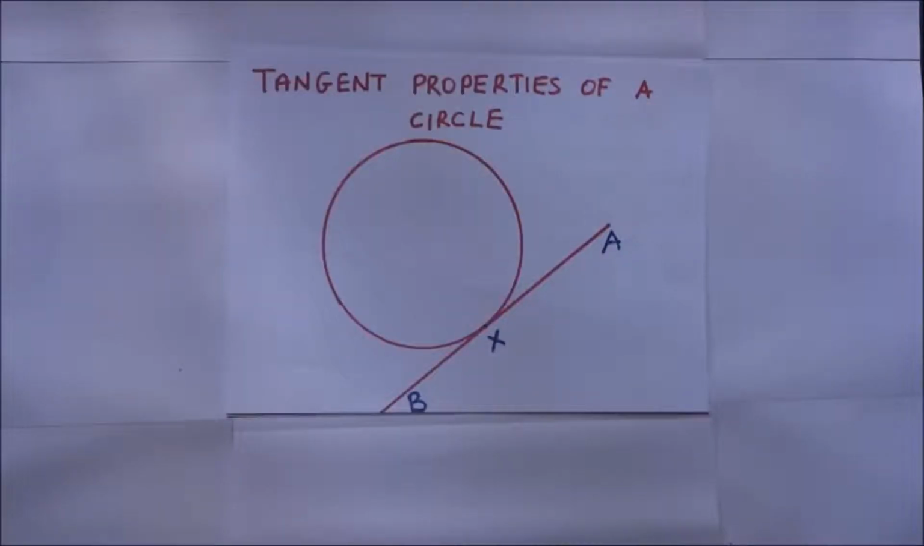A tangent is a straight line that touches the circumference of a circle at a point. In this tutorial, we are going to look at tangent properties of a circle. This is Kisembo Academy, and thanks for tuning in.